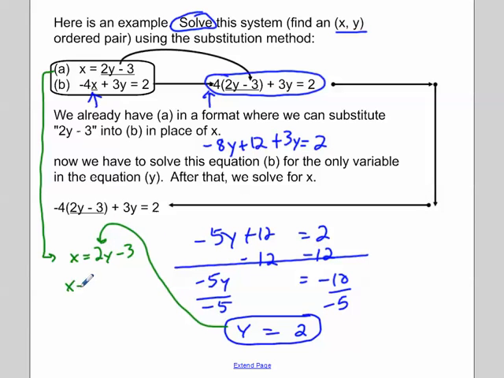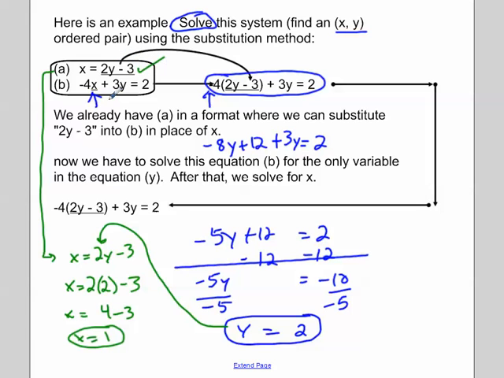Now we can say x equals 2 times 2. Did I say negative 2? It should be positive 2. 2 times 2 minus 3. x equals 4 minus 3. x equals 1. Done. And now we can double check all of our work. We can say that 1 equals 2 times 2 is 4 minus 3. 1 equals 4 minus 3.